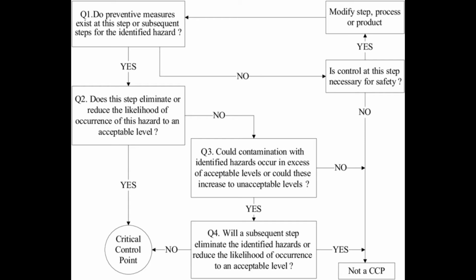So the first question that's asked in this particular framework is, do preventive measures, or I guess control measures, exist at this step or subsequent steps for the identified hazard? So whatever hazard's there, is there something in place to keep it under control? If not, you follow up with a certain question like, is the control even needed at this step? Well, if it's not needed at this step because it's being done later, then that's fine.